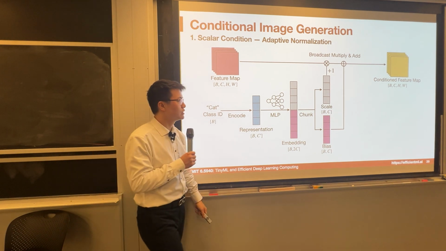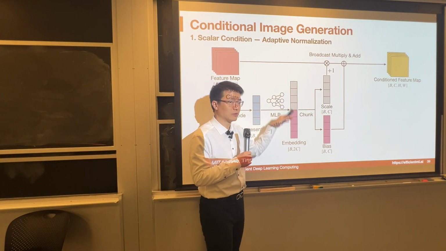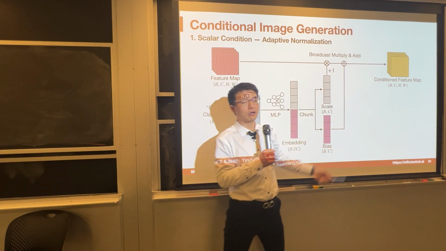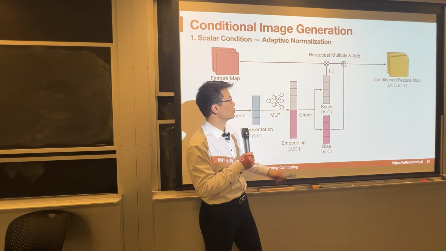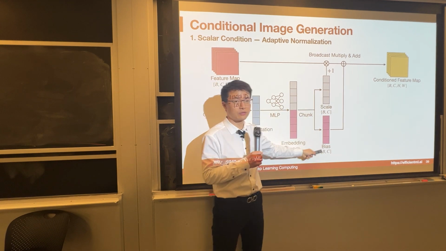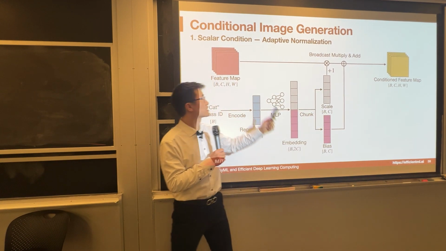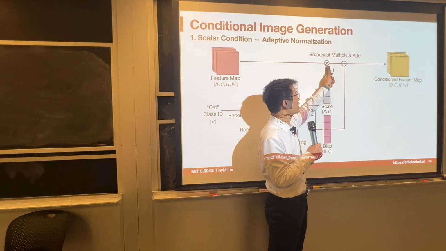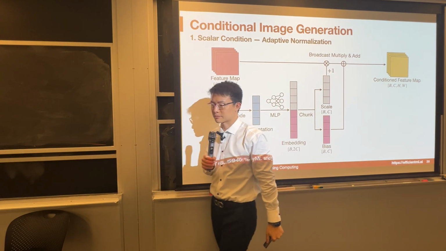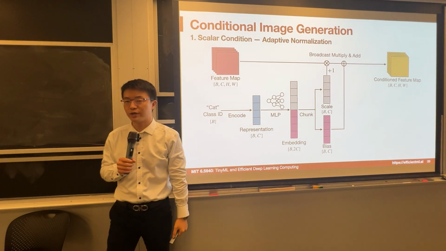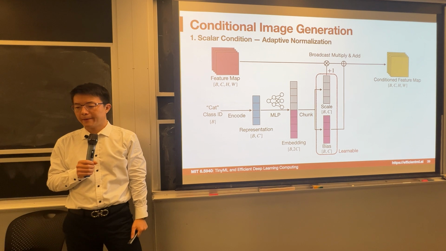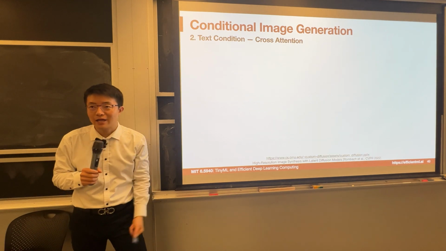A more improved version is basically double that. Okay, we have not only addition but also multiplication. So we predict a scale and also a bias, to scale the feature map and then add the bias. That's why here we have multiplication and addition. So that's how we insert the scalar class condition. Okay. The next is the text condition.